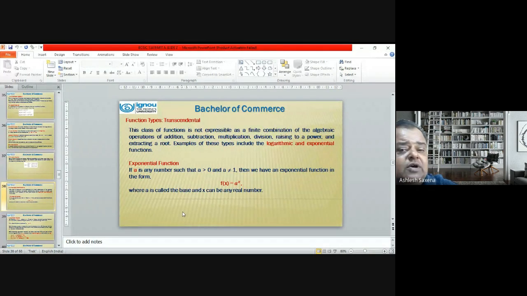That means we have broken the function into three pieces. Then comes your transcendental functions. I said initially that transcendental functions are logarithmic and exponential. Here we can perform the operations of addition, subtraction, multiplication, division, raising to a power, and extracting a root. If we talk about exponential functions, if a is any number such that a is greater than 0 and not equal to 1, then we have an exponential function in the form f(x) = a^x, where a is called the base and x is any real number.